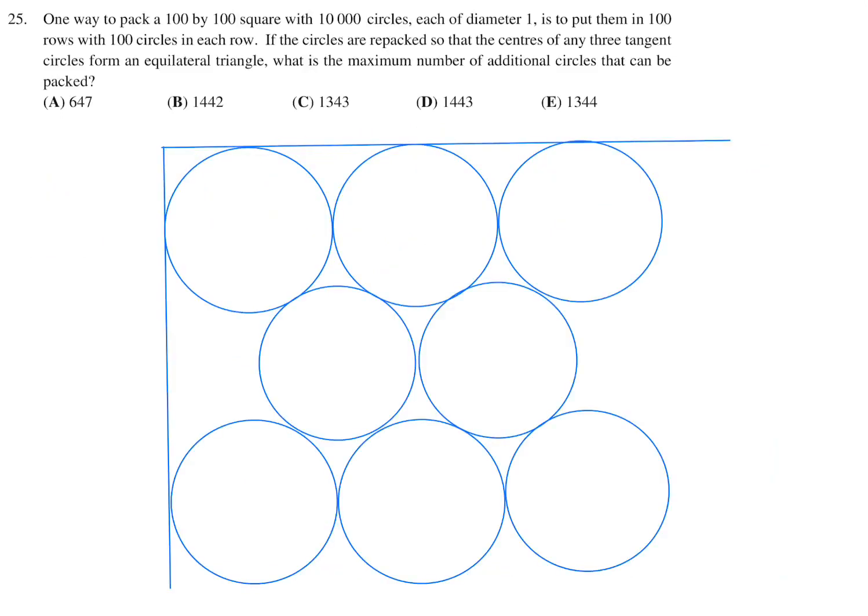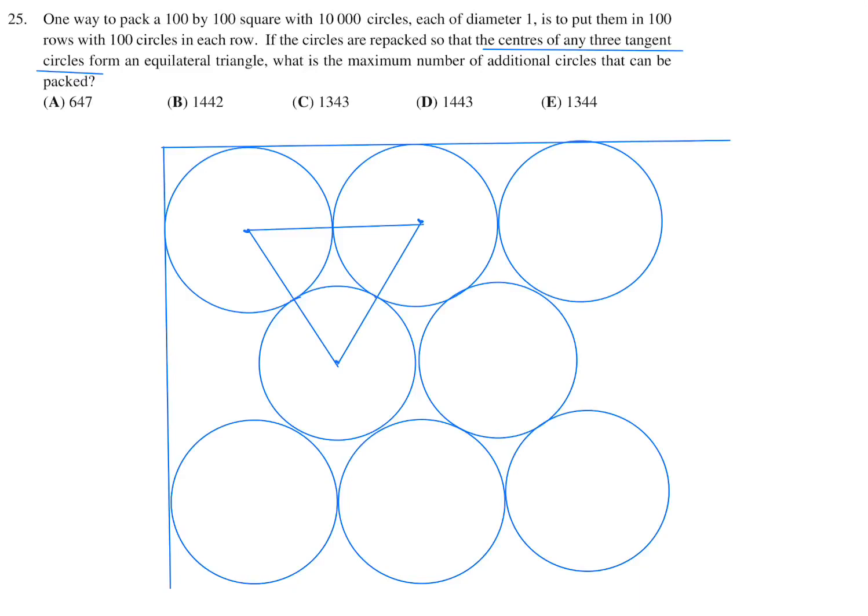All right, so this is how they're repacking it. This is what they mean by this statement. The centers of any 3 tangent circles form an equilateral triangle. So this is a center, let's say, right here. This is a center, and this is a center. The centers form an equilateral triangle like that. All right? The centers of any 3 tangent circles. So they're tangent right here where they meet, right there. So this is the repackaging.